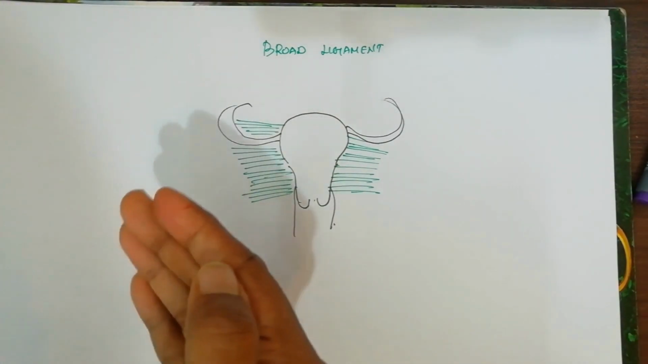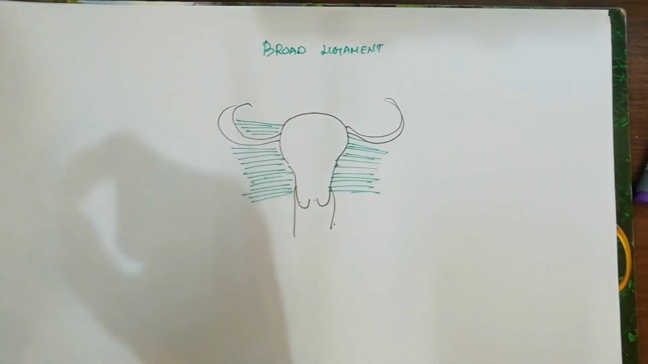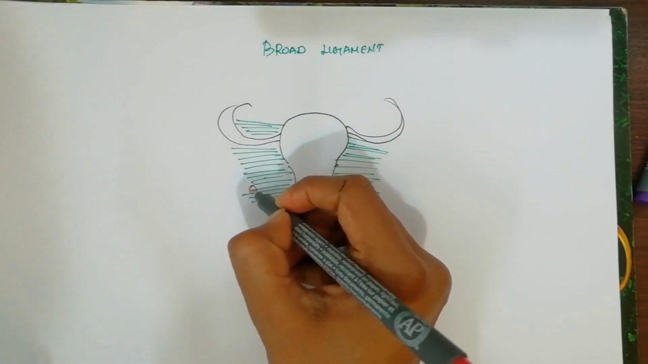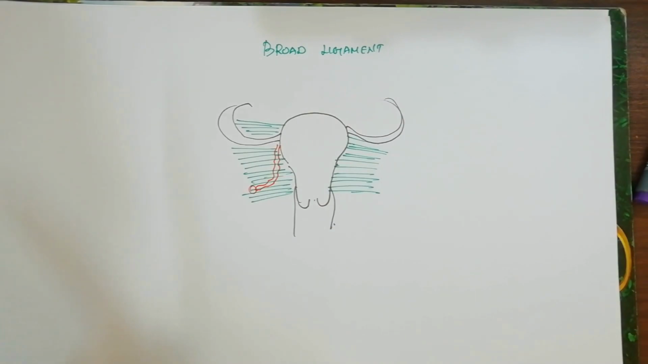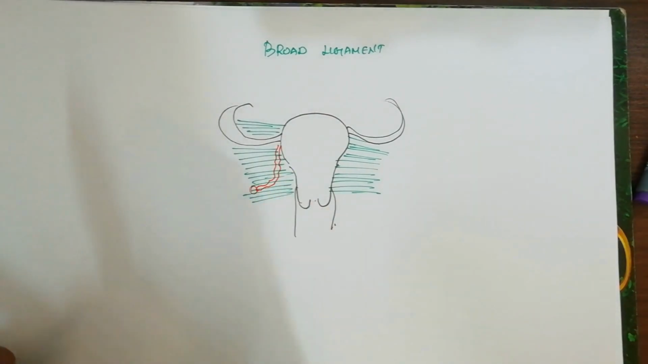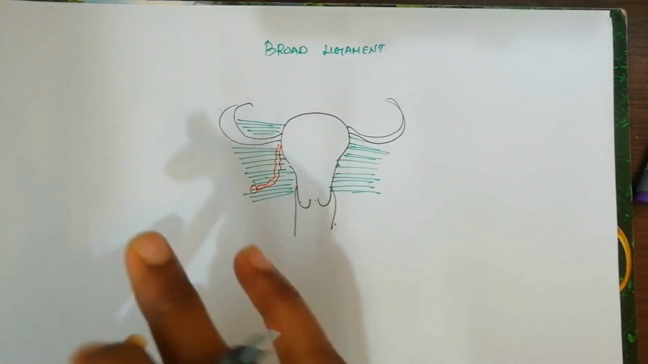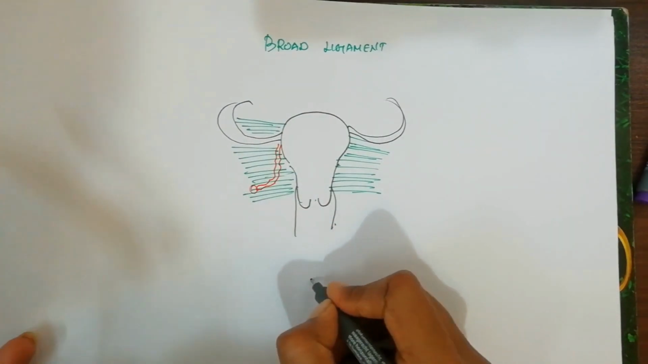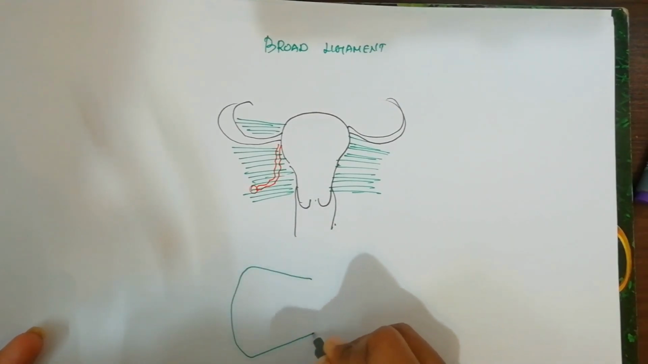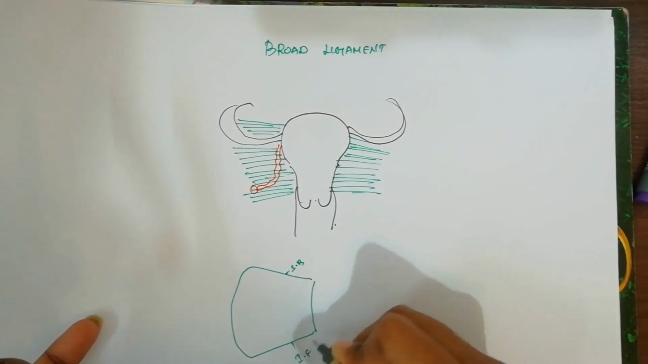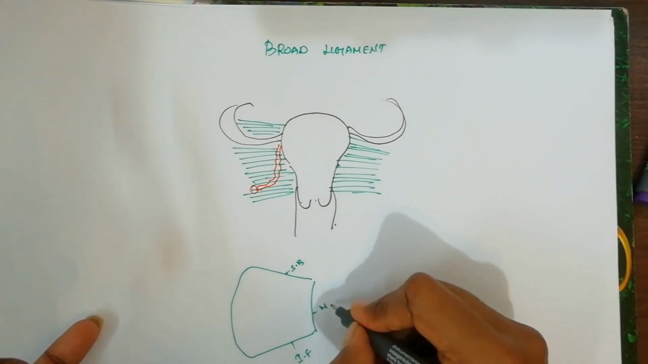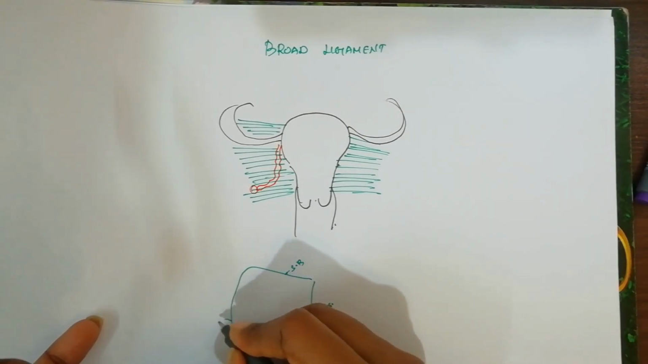In the broad ligament on the sides we have got a structure passing, and that structure is nothing but the uterine artery, passing on the broad ligament. We have got this broad ligament anterior surface and posterior surface, and in the anterior surface we have got this uterine artery placed. We can also divide this broad ligament into 4 parts. It will be somewhat like this, the shape of the broad ligament. We have got superior border, inferior border, medial border, and this is lateral border.